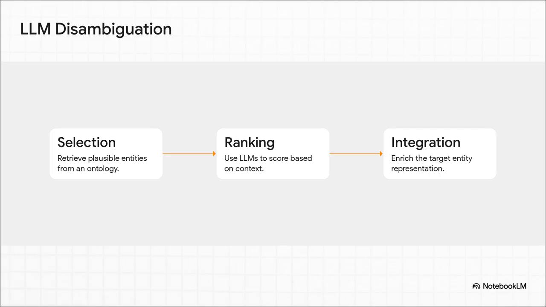Step 2, candidate ranking. This is where the LLM does its magic. It analyzes the surrounding text and scores each option to see which one makes the most logical sense. And step 3, ontology integration.